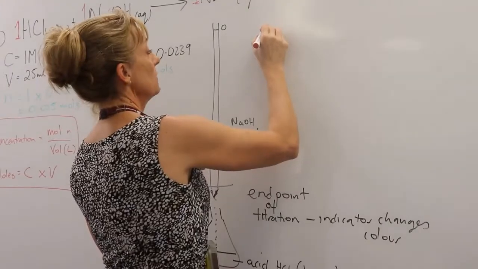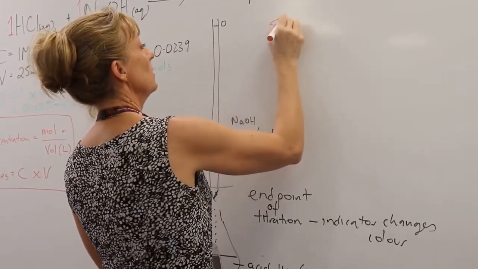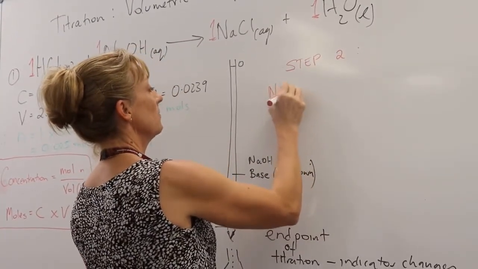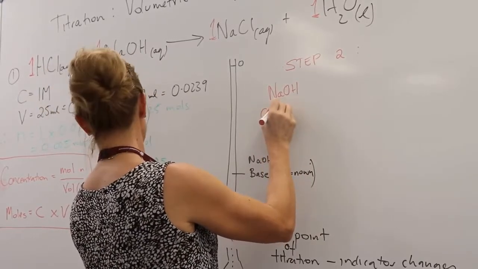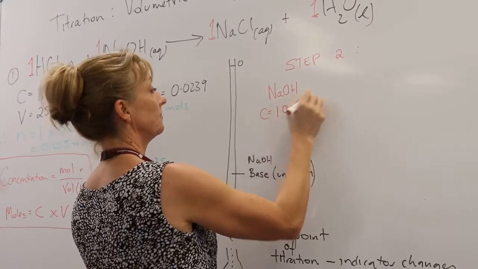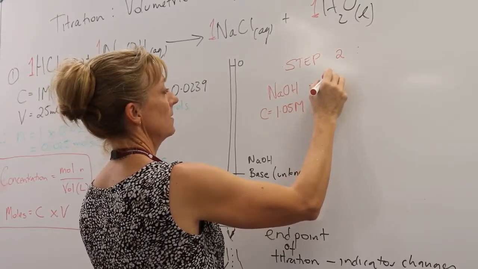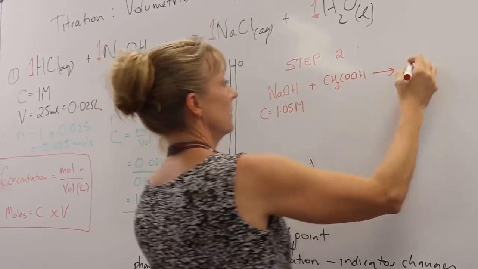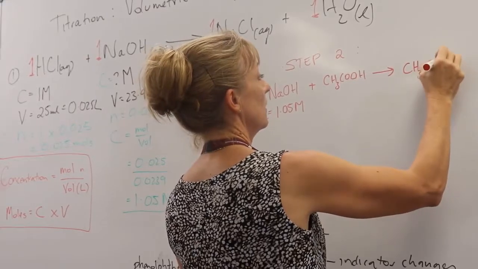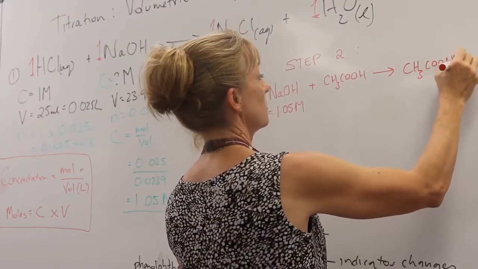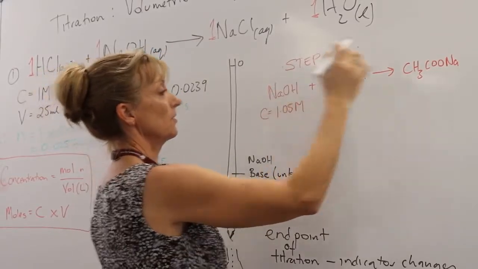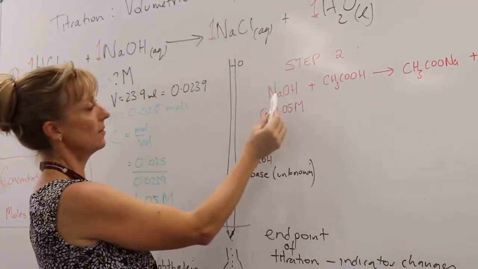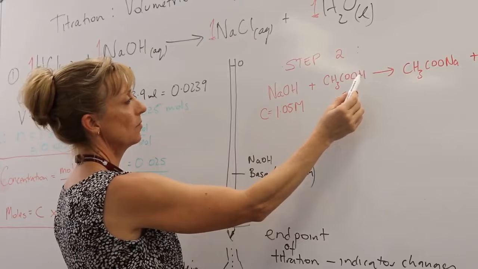So, once we've done this first step, step 2 would be sodium hydroxide, which you've now standardized and you know the concentration is 1.05 molar, plus your acetic acid, CH3COOH, gives what's called sodium acetate. The sodium comes onto there and the hydrogen goes onto the other part to form water, H2O. So it's still a 1 to 1 to 1. Can you see what's happened? This has joined there, it's swapped with the hydrogen.